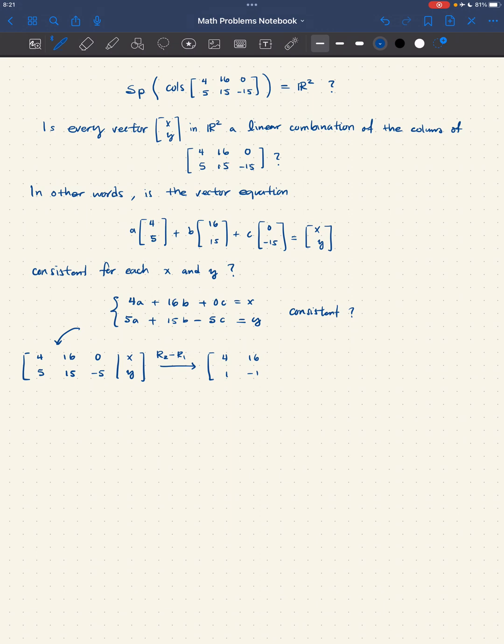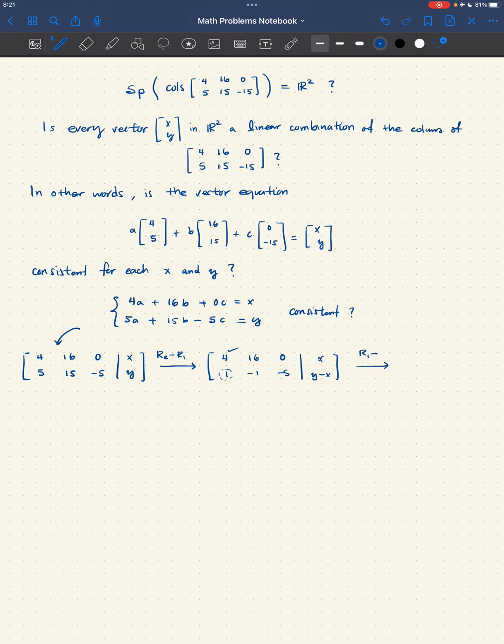So from row 2, I subtract row 1, and we get the following matrix: 4, 16, 0, x in the first row, and 1, -1, -5, y minus x in the second. Well, out of this, another operation: I notice that I can use this as a pivot, and I want to eliminate these 4. So I'll do it with the following.